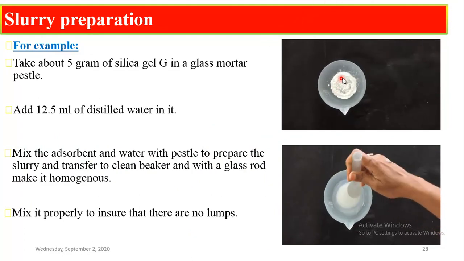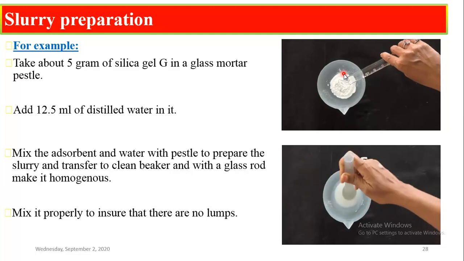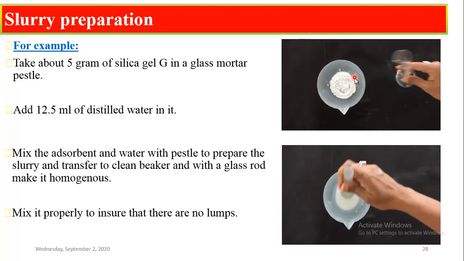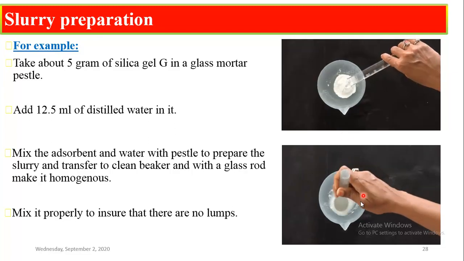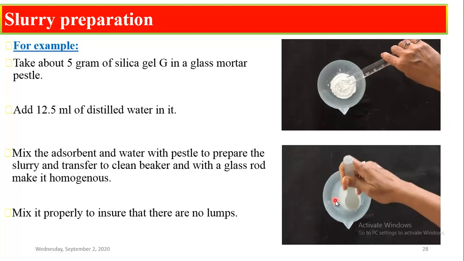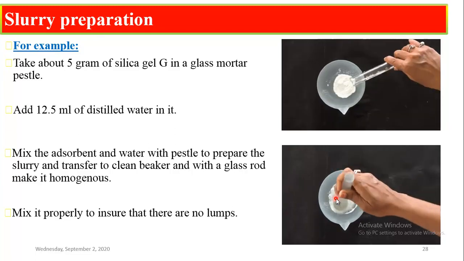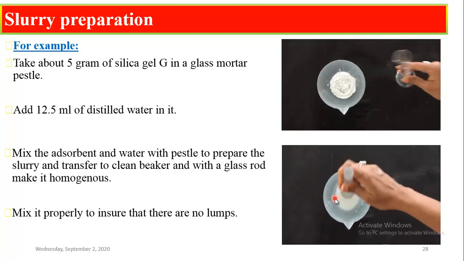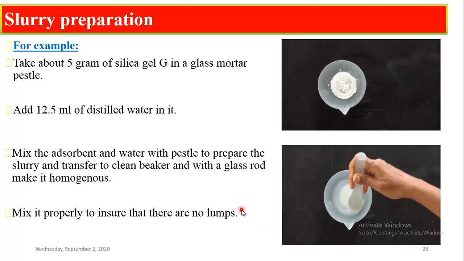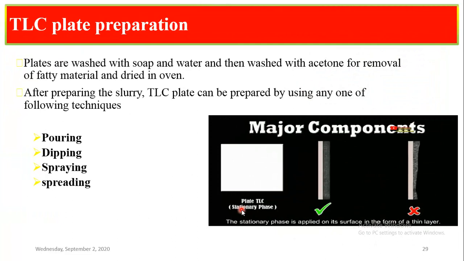We will take about 5 gram of silica gel in a mortar and pestle and add distilled water to it, and after that we will make a clear and proper homogeneous mixture. When a homogeneous mixture is formed, then we will stop. So our slurry will be prepared, and after preparing the slurry we will prepare a TLC plate.